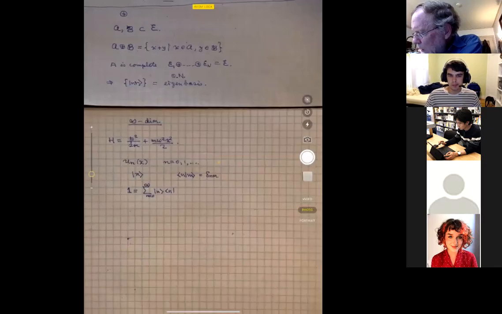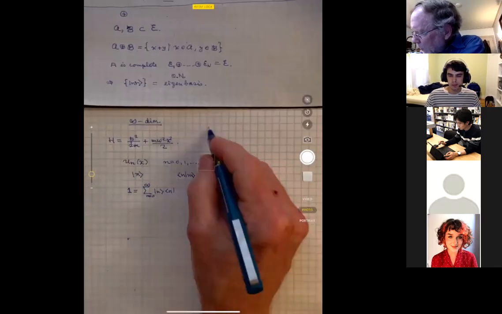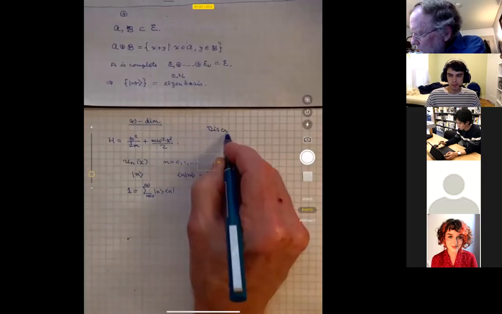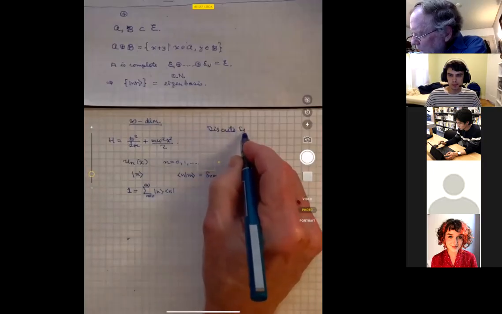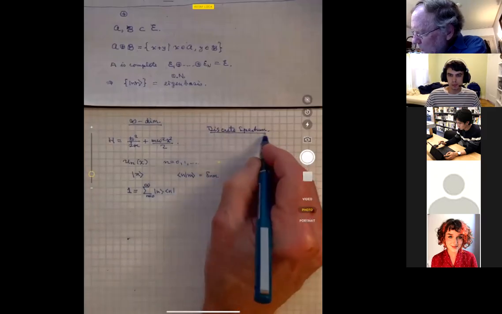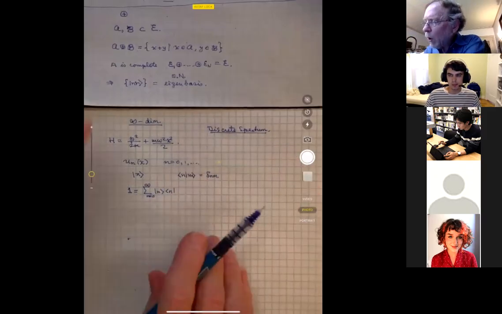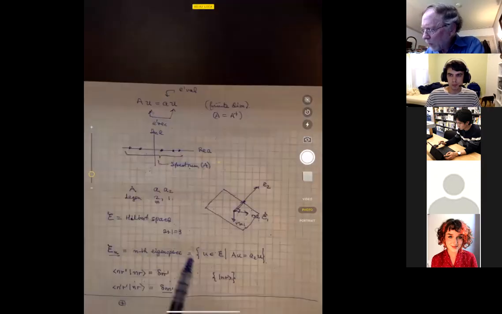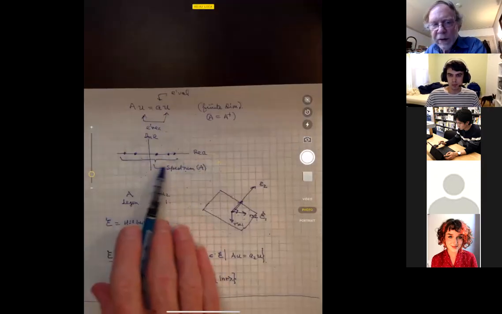So this is an example of what's called the discrete spectrum. And the discrete spectrum, as this example shows, sometimes occurs in infinite dimensions. In finite dimensions, you always have a discrete spectrum. There's no alternative, because you just get this collection of points on the real axis for the spectrum.